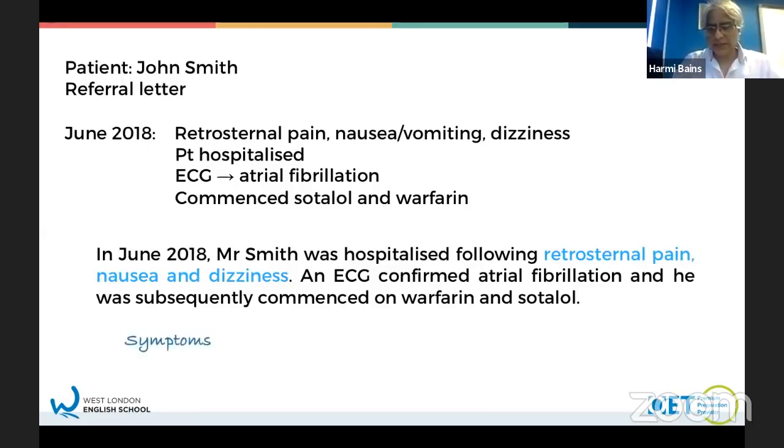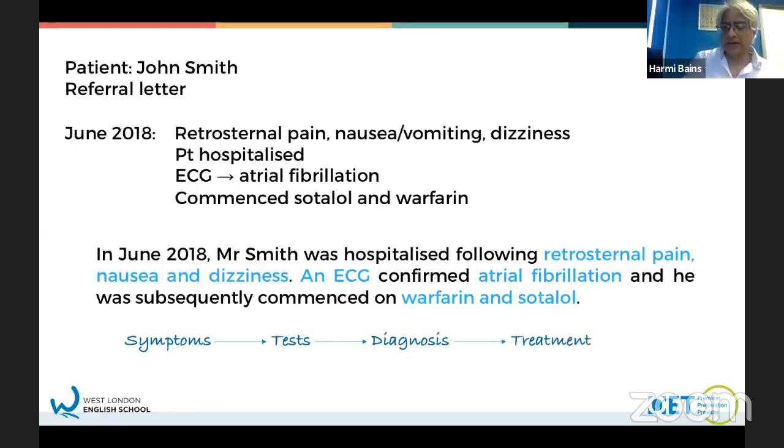If you look closely here, we've got symptoms. We started talking about the symptoms first. We then talked about tests. We then talked about the diagnosis. And finally, we talked about the treatment as well. So you can actually see there was a kind of order to this paragraph: symptoms, tests, diagnosis, and treatment. It's logical. The paragraph makes logical sense.